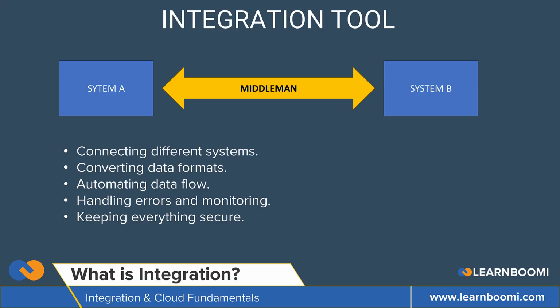Next is converting the data formats, which is nothing but data transformation. Every system stores data in its own format. Let's say system A sends data in JSON and system B understands only XML. Without an integration tool, these systems would not understand each other, right? So the integration tool automatically translates the data from one format to another, and this process is called transformation.